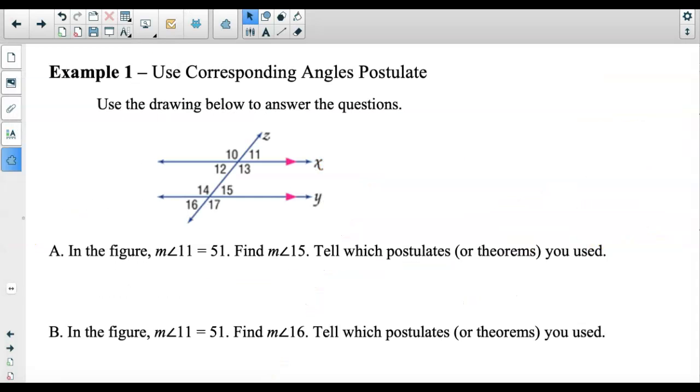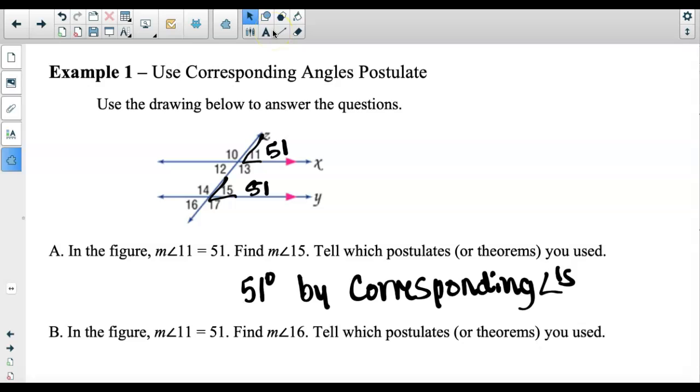So our first few examples are just about corresponding. So once we know a piece of information about parallel lines and their transversals, we can figure out the rest of them. So if this here is 51, that means the corresponding with that would also be 51. And what that means is I can find pretty much all the rest of my angles. So if I tell you that measure of angle 11 is 51, then find the measure of angle 15. It would also be 51 degrees by corresponding angles.